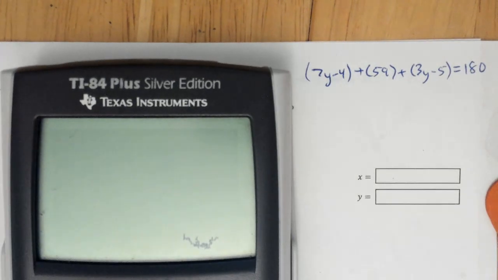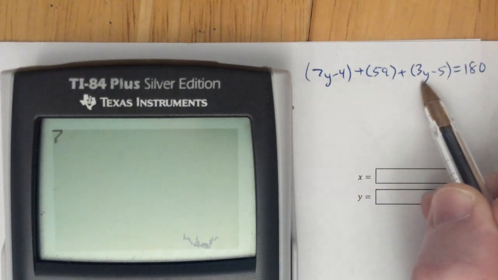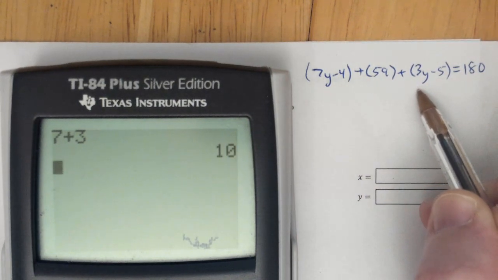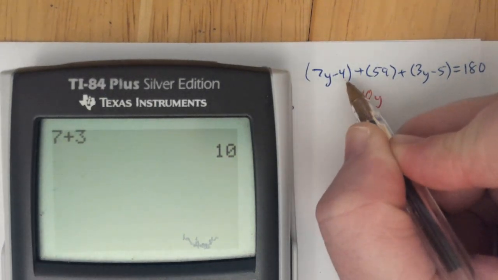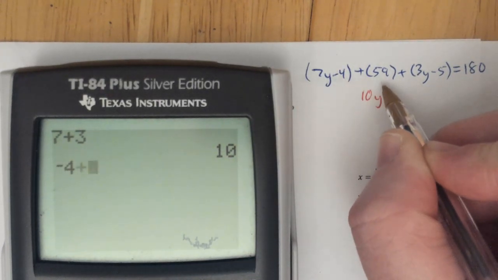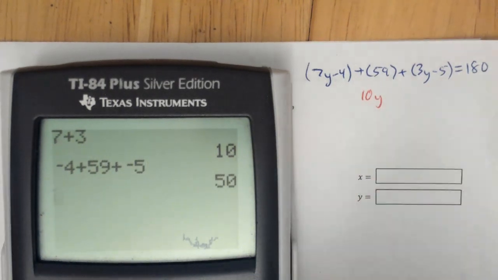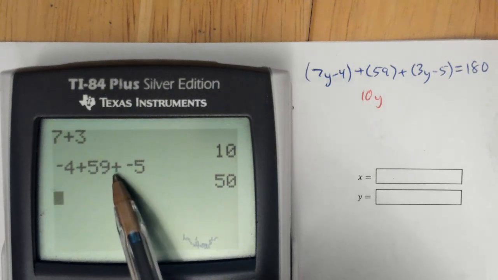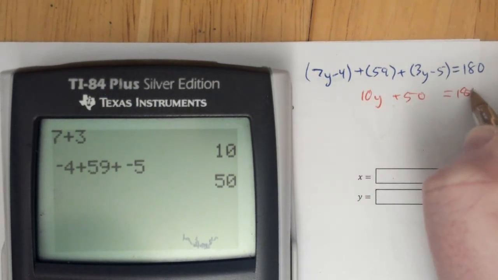All right, here we go. So we're doing, okay, 7y, nothing, plus this 3y. When they're on the same side, do the same thing it already says. So that's 10y. We have this negative 4 plus that 59 plus that negative 5. And notice I'm not cleaning this up. I'm just leaving it as plus the negative 5. And we get 50 is equal to 180.